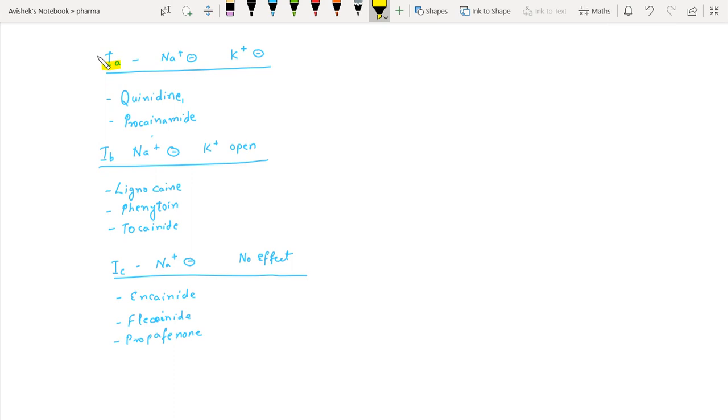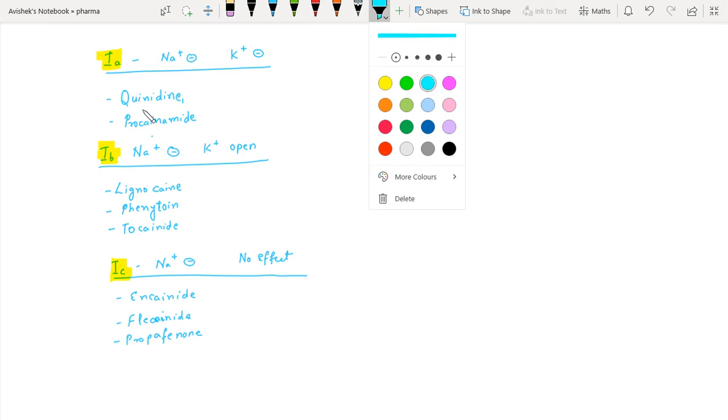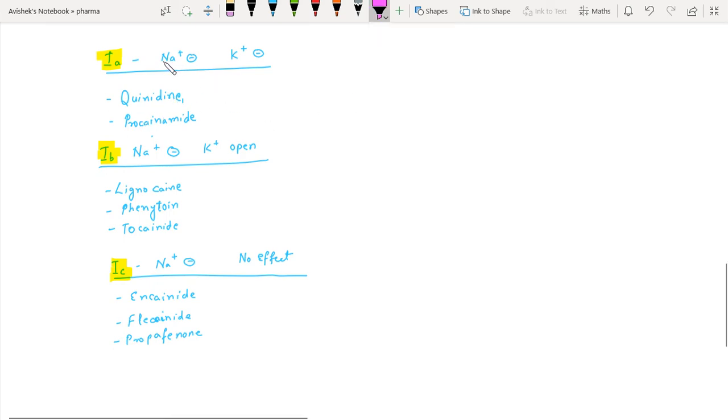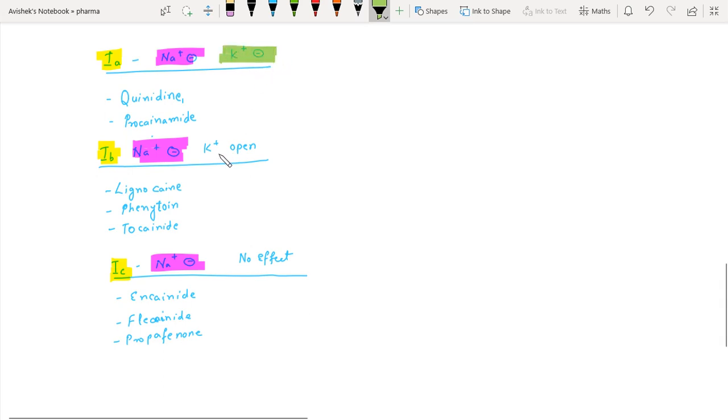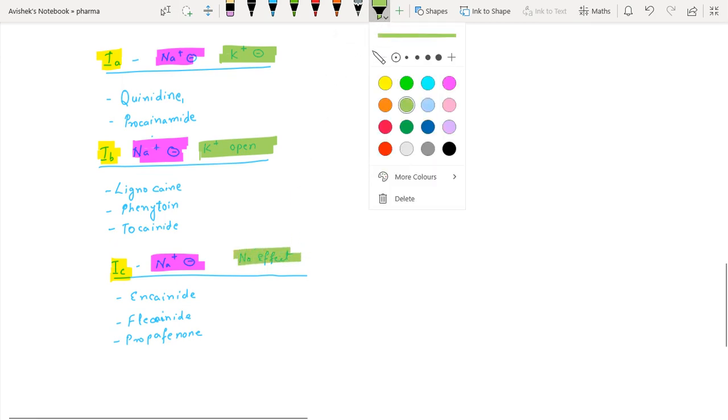Once more, let's just repeat this all. These are class 1A, 1B, 1C drugs. All of them are sodium blockers, so that is the first group. But other than that, they have effect on potassium channel. 1A is a potassium blocker, and 1B is a potassium opener. In 1C, they don't have any effect.